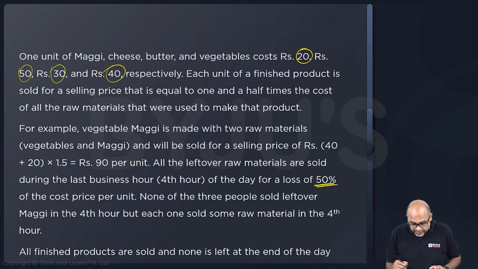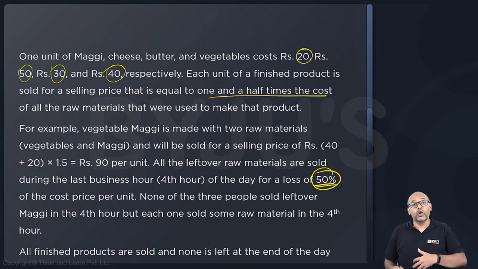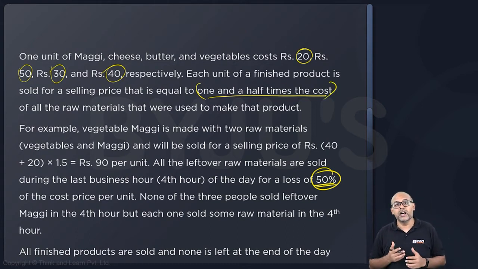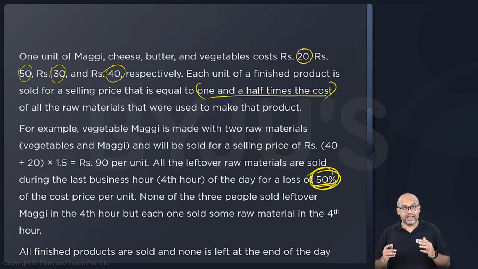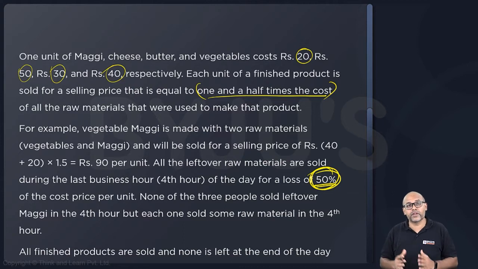However, there are 2 different 50%s. One is the 1.5 times the cost of the raw material, which means a 50% increase in the selling price, so the profit percentage is 50%. The other 50% is the loss they take if any raw material is left out. In the last hour, that is the 4th business hour, if any raw material is left out, it is sold at half the cost.